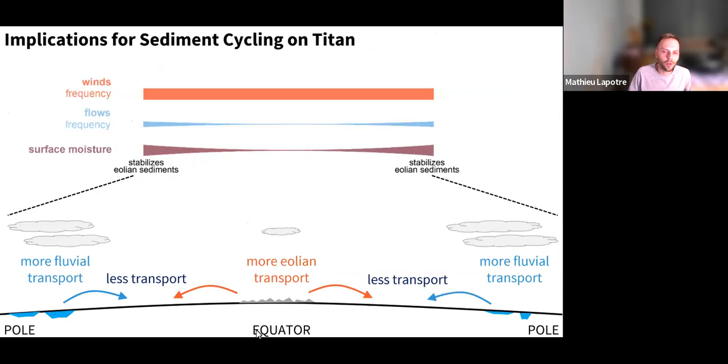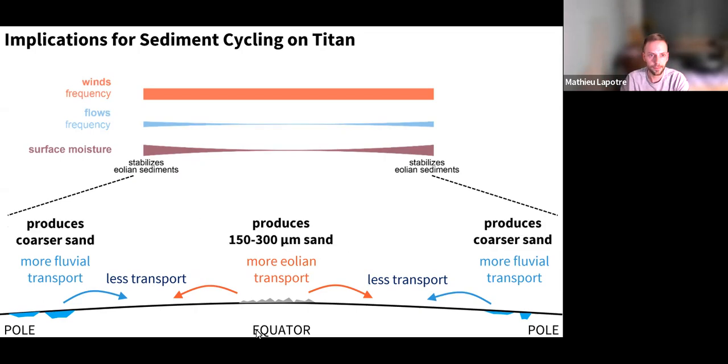So what could this all mean for Titan's sedimentary cycle? We showed that a continuous supply of sand-sized materials could exist at equatorial and high latitudes, where winds or flows capable of transporting sand are relatively frequent. And we've shown that intermittent transport and sintering could lead to the formation of saltatable sand near the equator where the dunes are, and perhaps slightly coarser sand near the poles.